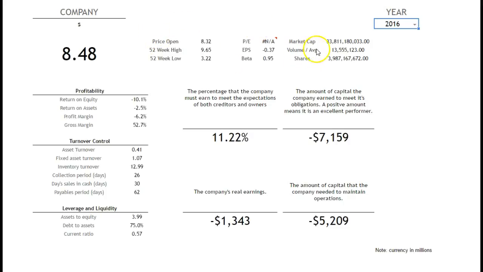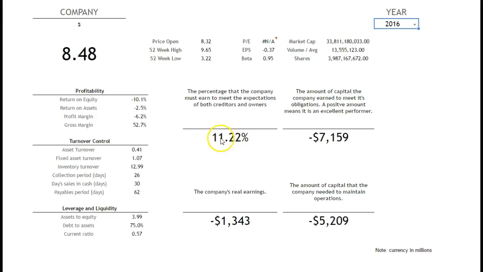Here we have all the current information for the Sprint company, and on the left side we have the ratios that a lot of financial analysts or gurus use to conduct their own analysis. The first item is the percentage that the company must earn in order to meet the expectations of both their creditors and the owners.